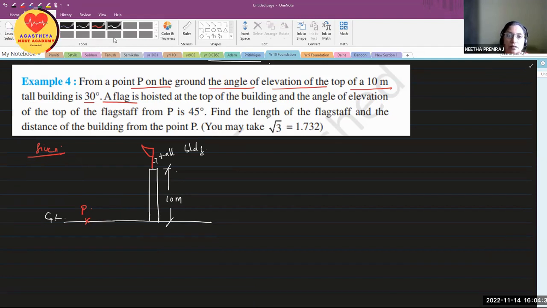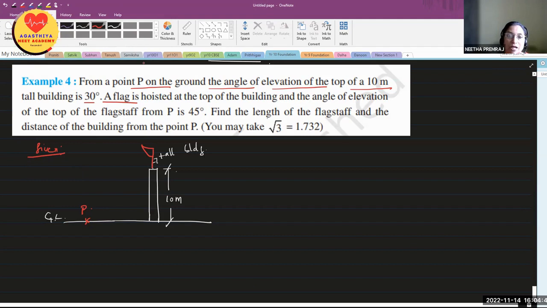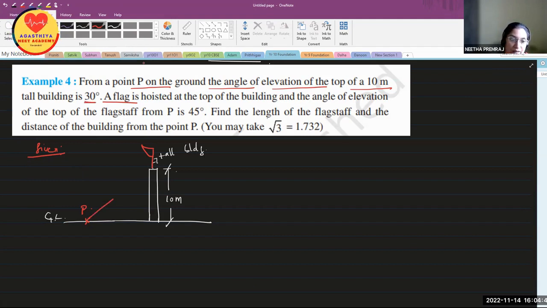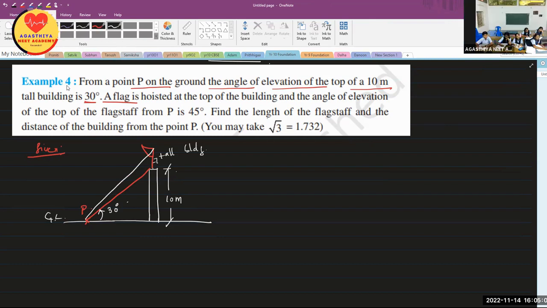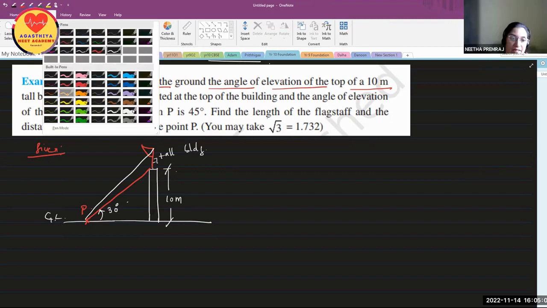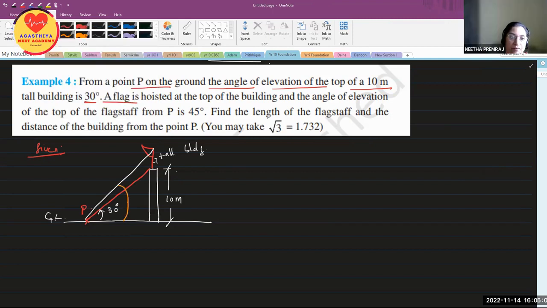From the ground point, the angle of elevation of the top of the building is 30. So it is given, 30 degree. This angle of elevation is 30 degree. And there is a flag on top of the tall building, and the angle of elevation to the top of the flagstaff is given as 45 degree.